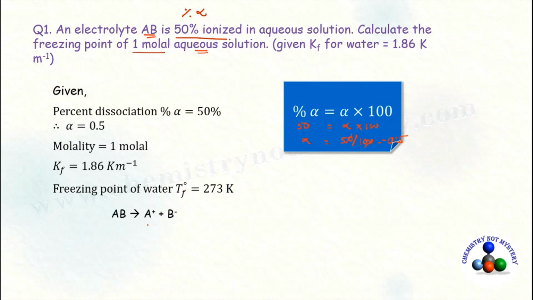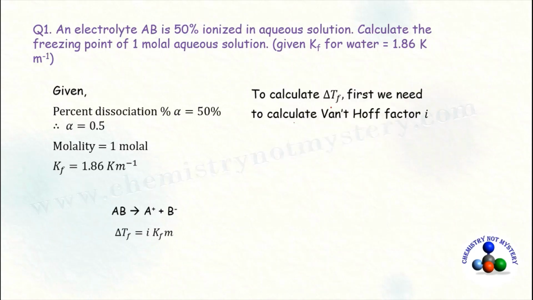When AB electrolyte dissociates, it will give A+ ion and B- ion. And we have the formula delta Tf is equal to I into Kf into m. To calculate delta Tf, first we need to calculate the Van't Hoff factor I. As AB electrolyte is 50% ionized, there is incomplete dissociation. And in case of incomplete dissociation, I will not be equal to the number of ions produced after dissociation. Here one A+ ion and one B- ion are produced, which is equal to 2. But in case of incomplete dissociation, I will be less than 2.